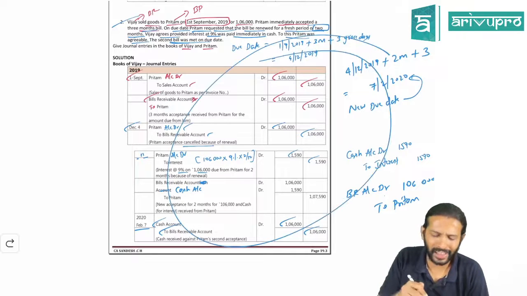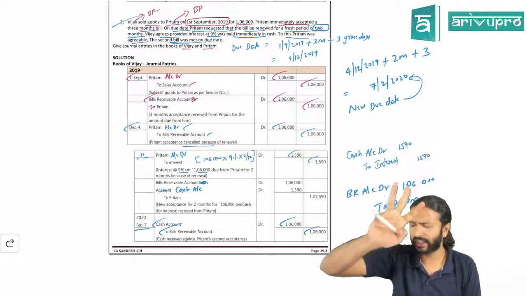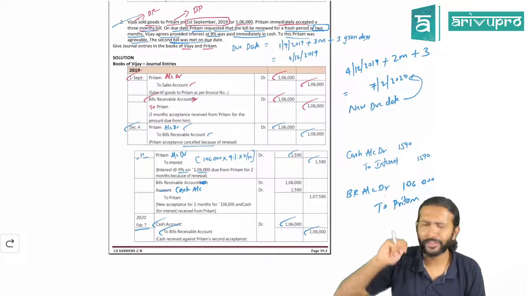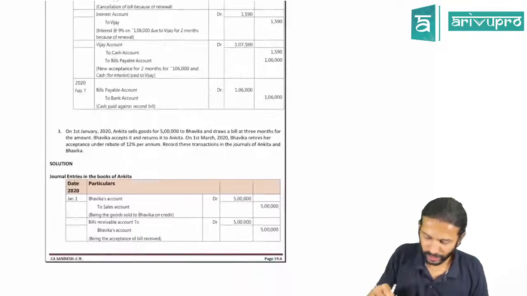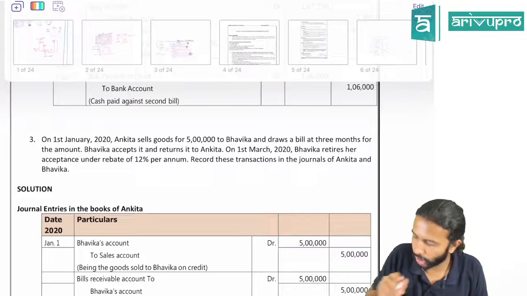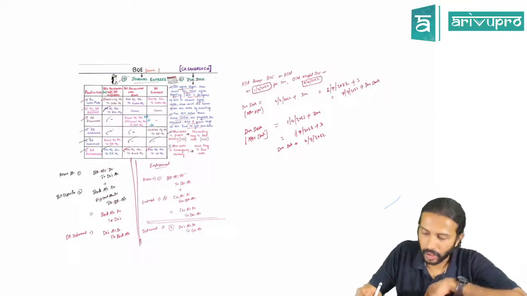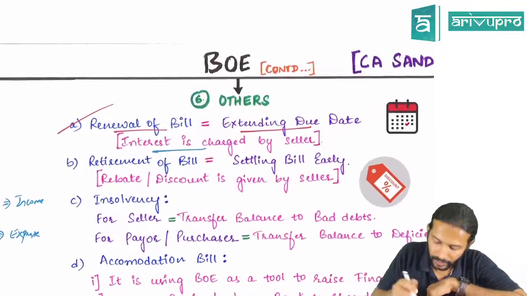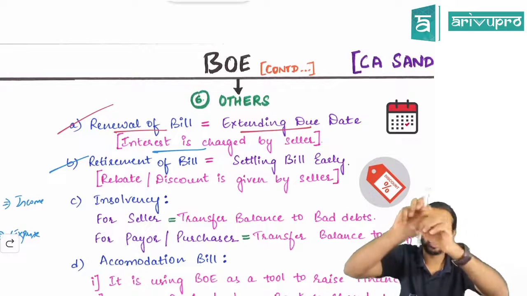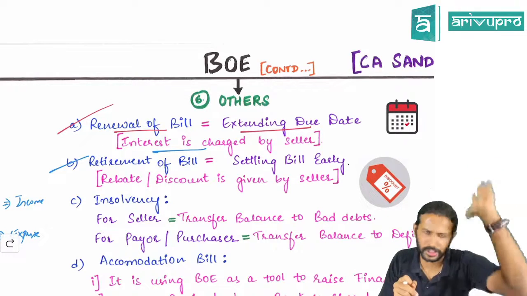Generally a plain vanilla scenario they won't ask. Either renewal or there are three concepts in bill of exchange, and one of the 3 concepts will definitely be tested in the examination. Let me see if there's any new concept here. Actually there is one new concept coming in question number 3. So let's do that concept and then take up a question. You saw renewal of bill: the old bill gets cancelled, a new bill comes in and interest comes in. That was the first scenario.